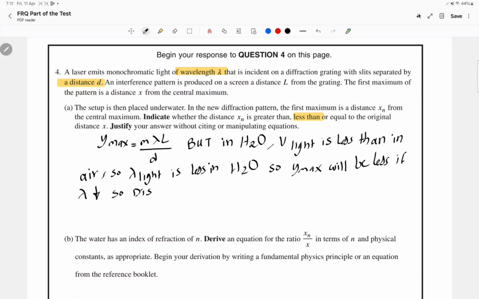So distance xn will be less than x as a result. And of course, you must explain why the speed of light is less in the water. You're going to say because n of the water is more than n of the air.